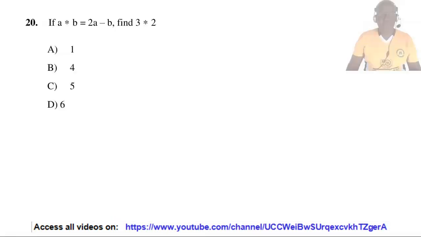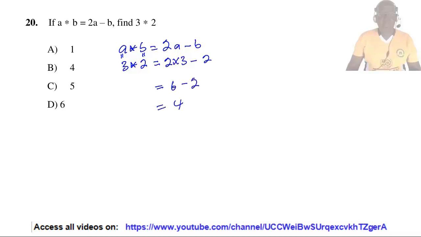Question 20. If A star B equals 2A minus B, find 3 star 2. A star B equals 2A minus B. Therefore, 3 star 2 equals, take note that A equals 3 and B equals 2. So 2 times 3 minus 2, which equals 6 minus 2, which equals 4.